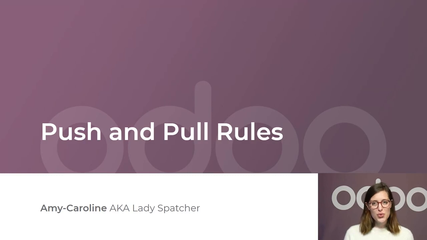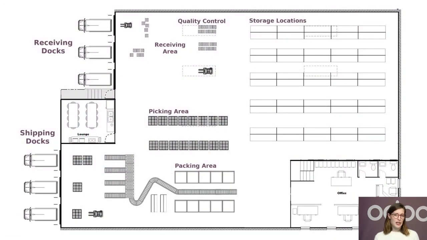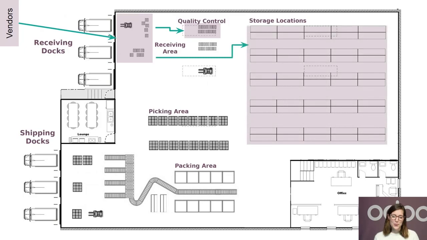We'll use push and pull rules to define the routes products will follow. Here is our warehouse plan at Stealthy Wood. Trucks bring products from our vendors and unload pallets at our receiving docks. Our operators scan the products in the receiving area. Some of these products are sent to a quality control area, while others are stored in their respective locations directly.